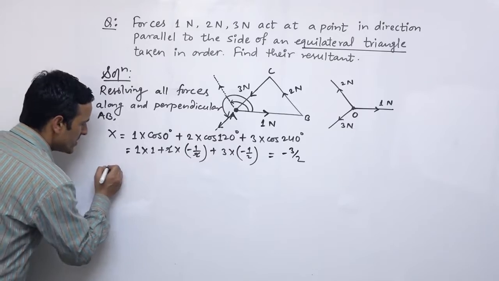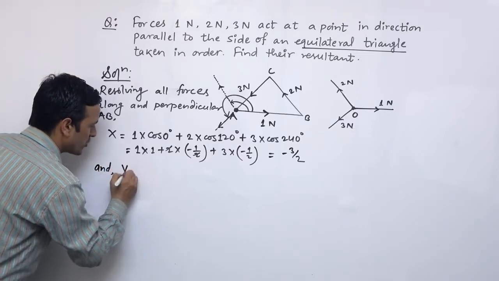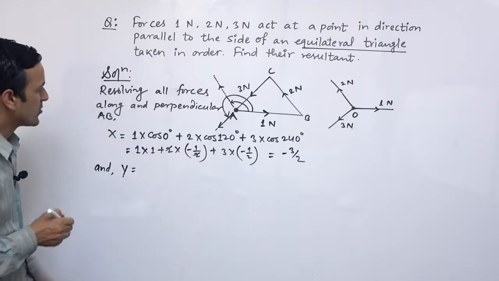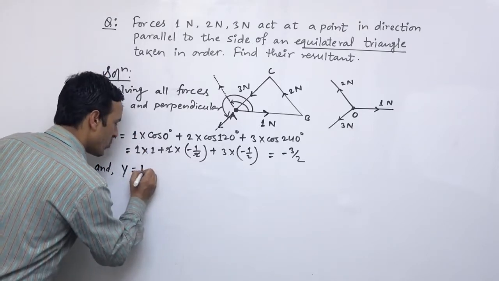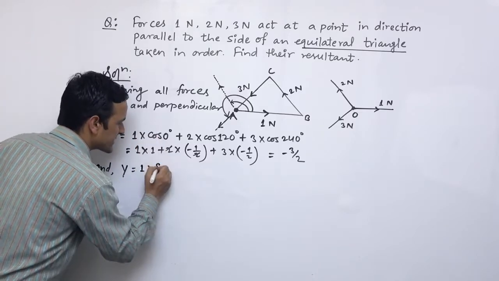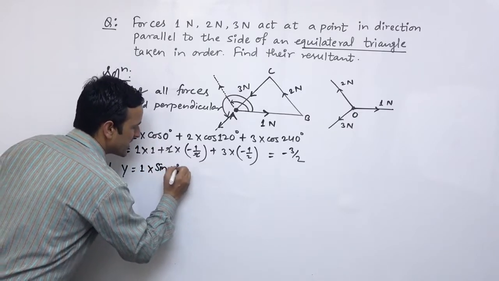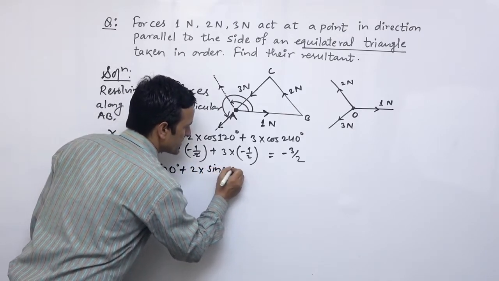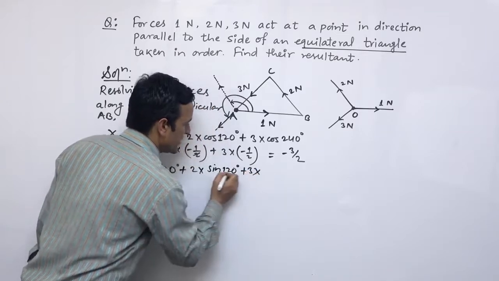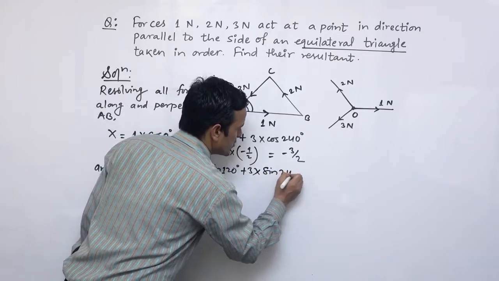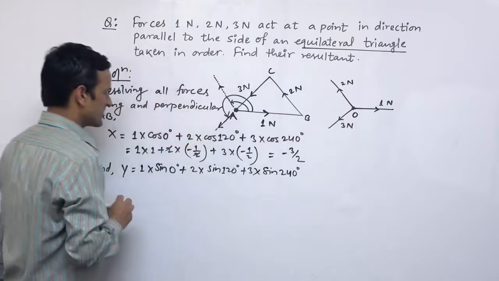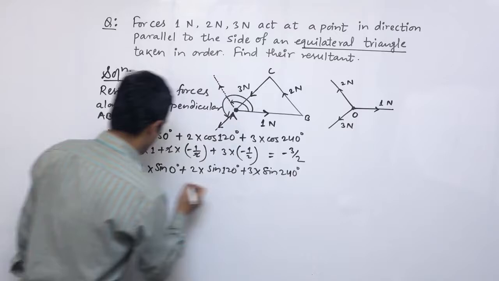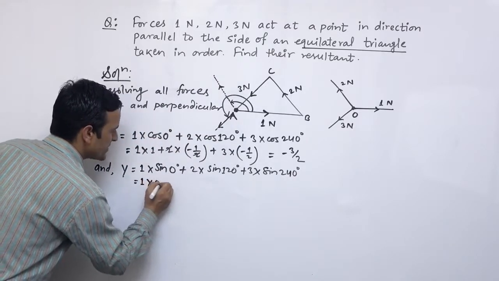The value of x that comes out is minus 3 by 2. Similarly we can find the value of y. Now the vertical component formula is the same as above, but in place of cos we get sin, because it is the vertical component, and the angles are the same: 2 into sin 120, 3 into sin 240. Let's find the values. Here it is 1 into sin 0, which means 0.